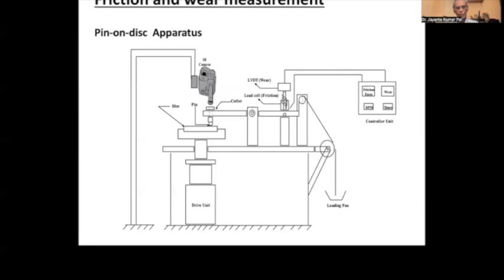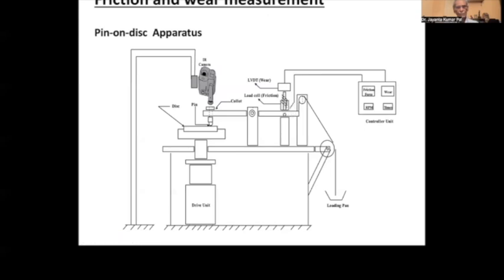And LVDT gives how much the pin has dropped. That will give you a measure of wear. So it is a linear variable displacement transducer. So this is LVDT. LVDT gives you wear, and the load cell gives you the friction.